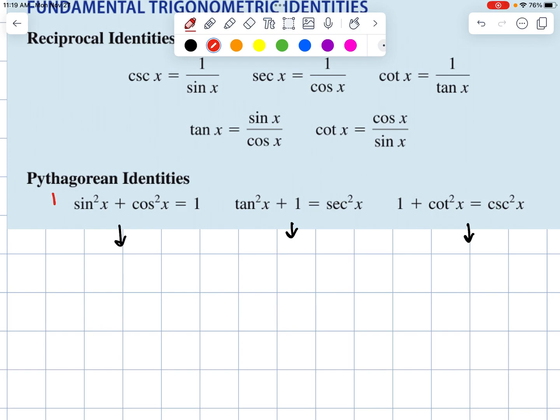Now, what I need us to take away is this. This is our main equation. I'm going to call this 1a. I'm going to call this second equation 2a. I'm going to call this third equation 3a. The reason why I'm doing this is because we're going to create alternate versions of these exact equations.